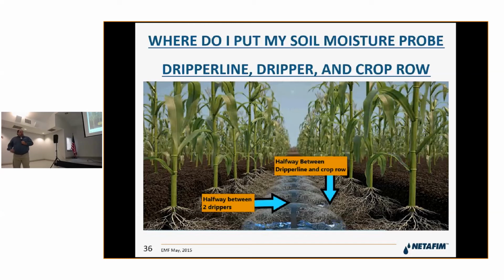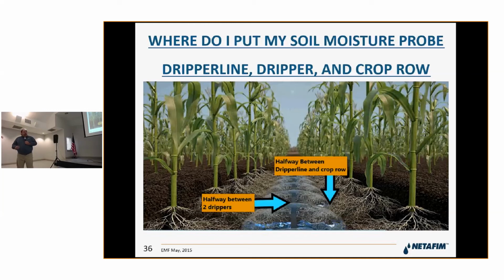So what about in reference to the drippers? Each of these bubbles is around a dripper. I want to find halfway in between two drippers. So what does that mean when I have to find my soil moisture probe? Guess what? I've got to dig up and find out where my dripper line is, where my crop row is, and where my dripper is. And I put it halfway between 2 drippers, halfway between the dripper line and the crop row in this spot.